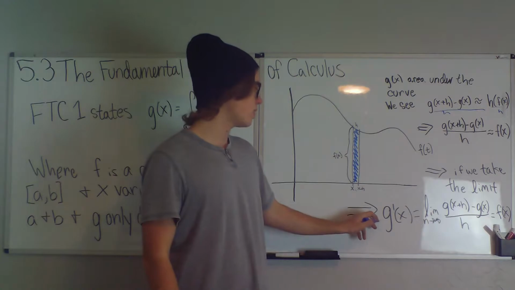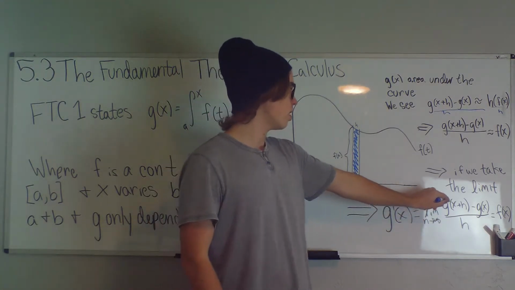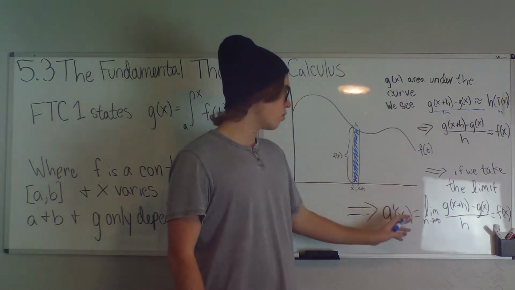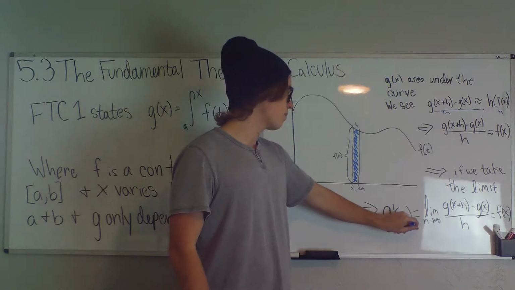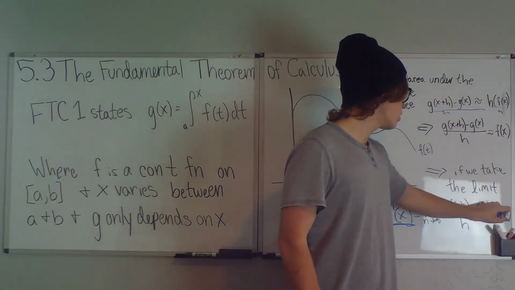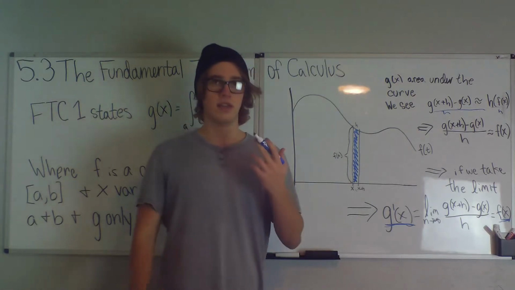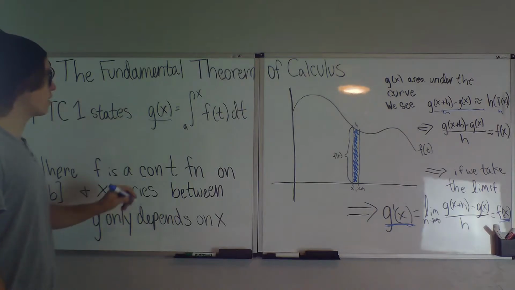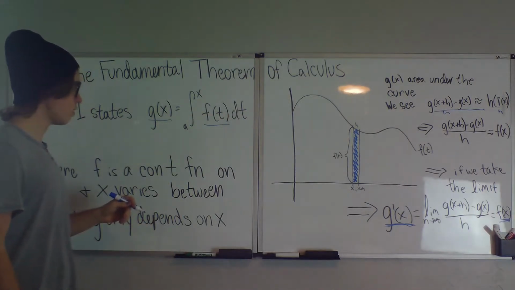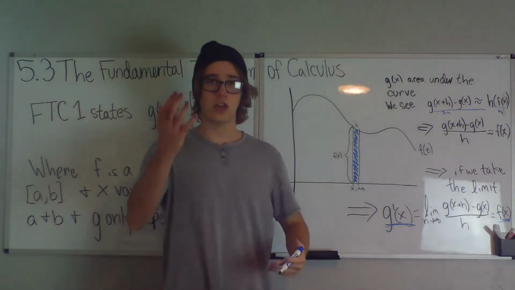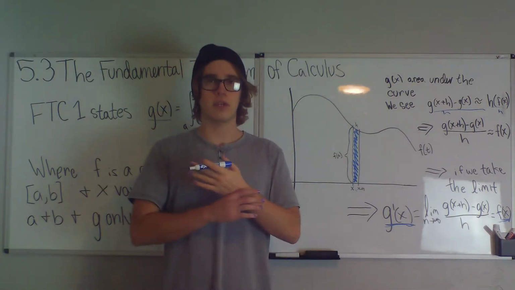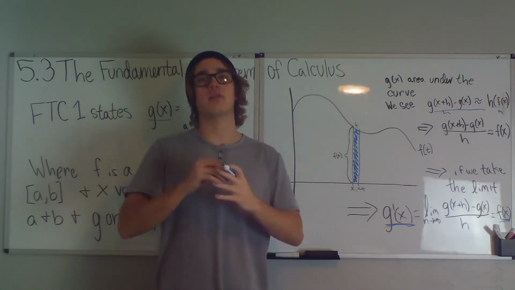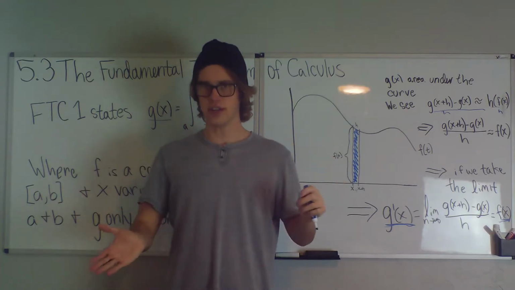Well, we see that if we take the limit as h approaches zero of g of x plus h minus g of x over h, we get that this is equal to the derivative of g of x. And we also see that it is equal to f of x. So, what is this telling us? This is telling us that the derivative of g of x is going to be f of x, right? And so that's saying that integration and differentiation are inverses of one another. Integration is kind of moving backwards, and differentiation is moving forwards. And that's how you can kind of look at the two.